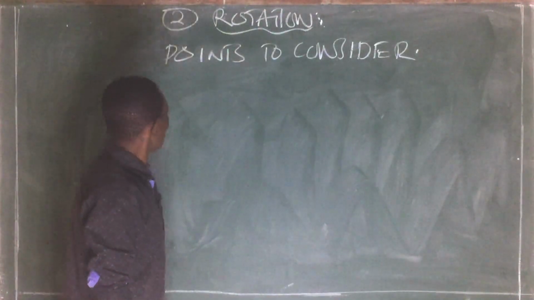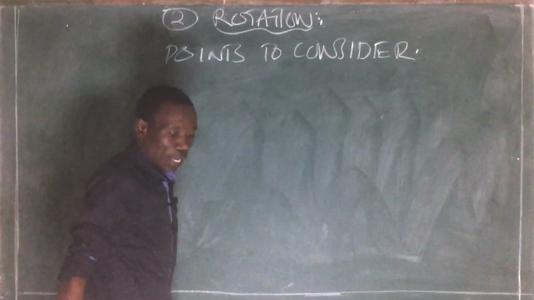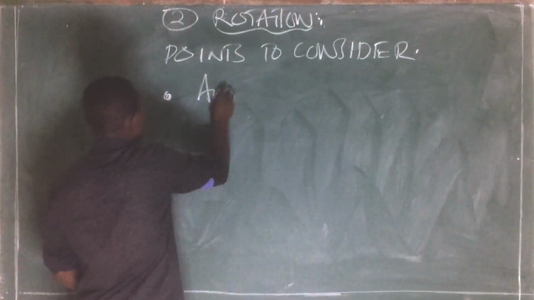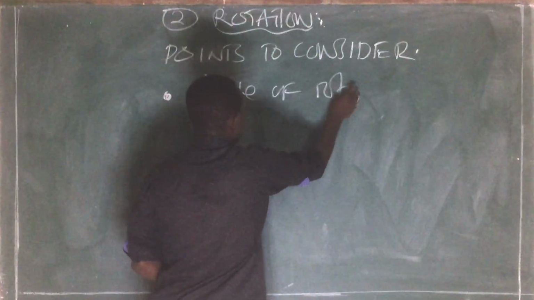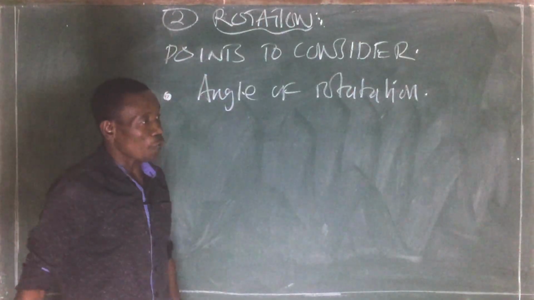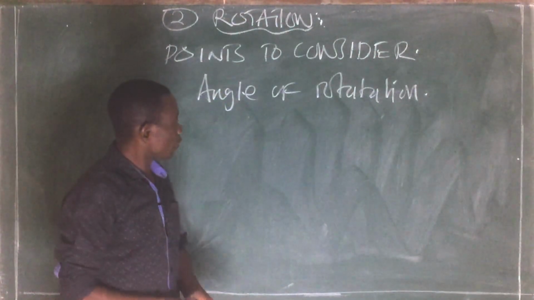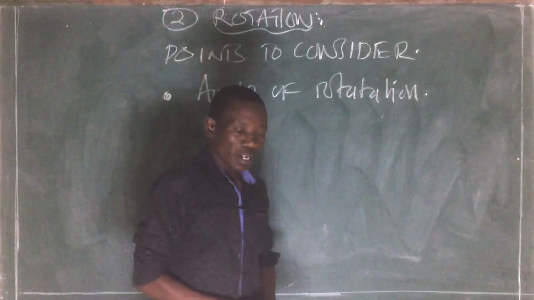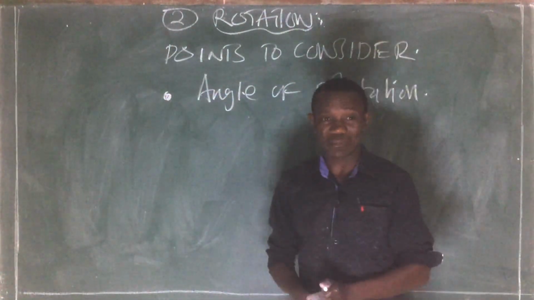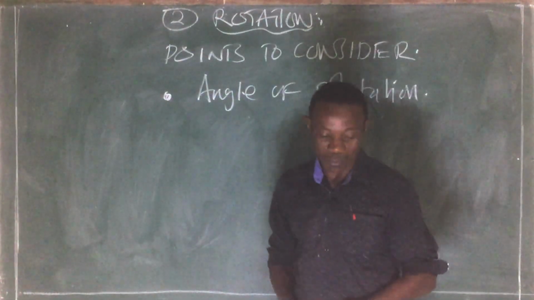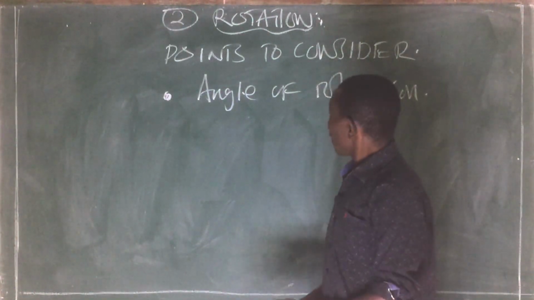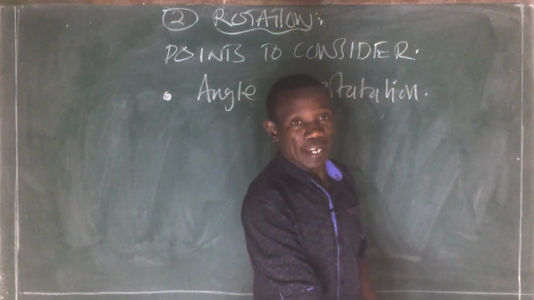In the rotation, we need to consider, one, the angle of rotation. Meaning to say, once a figure is rotated, there's always an angle that has to be defined. Without an angle of rotation, we don't expect the figure to transform. Rotation will always anchor an angle.